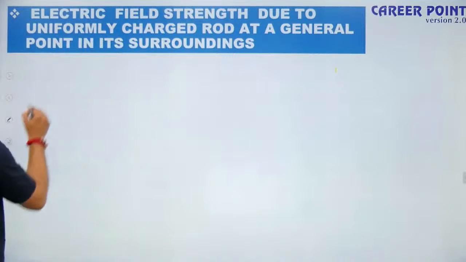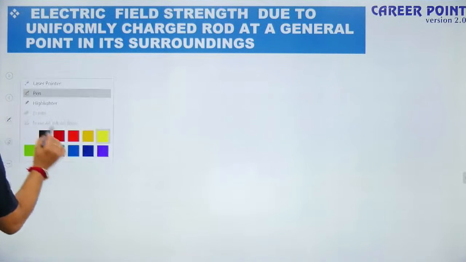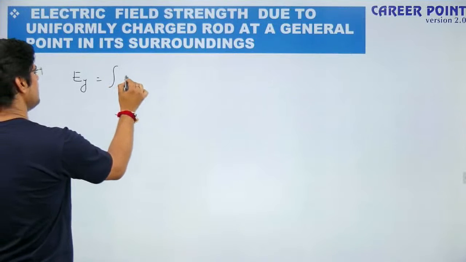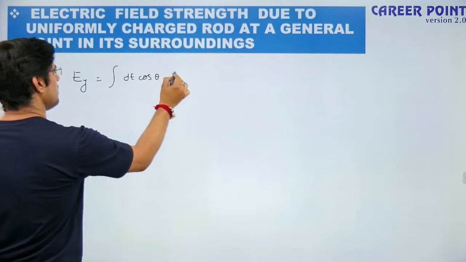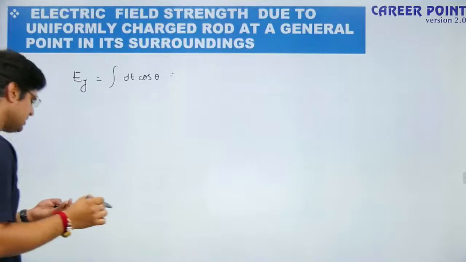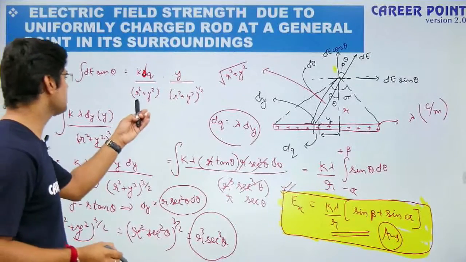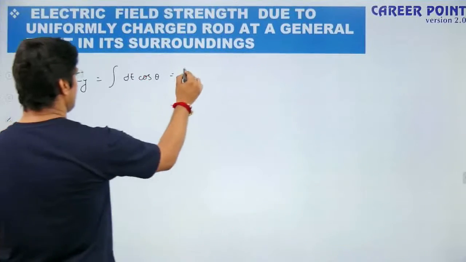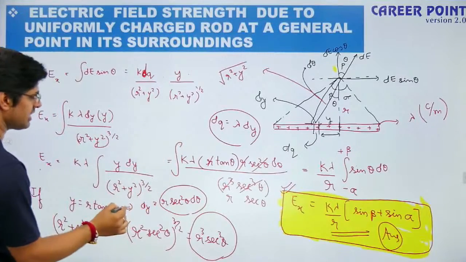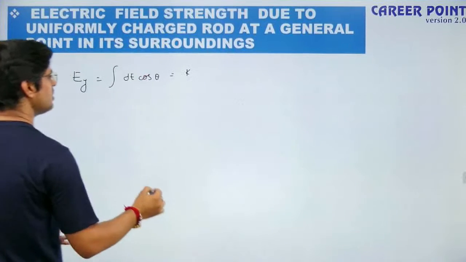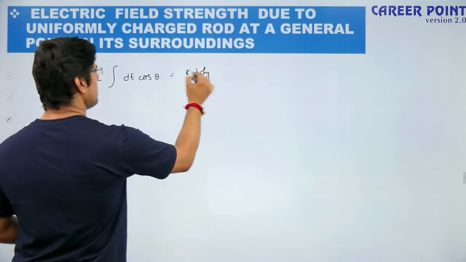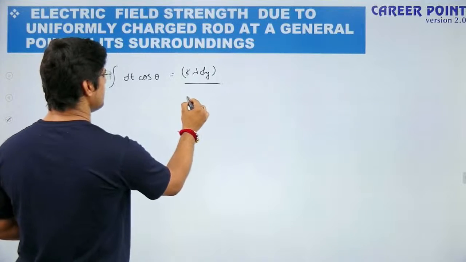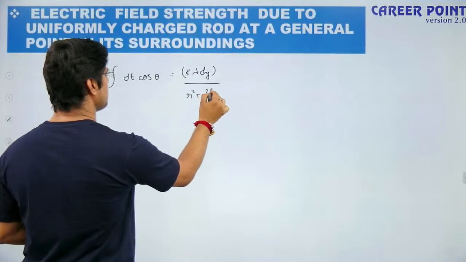So I have to find out electric field in y direction now. Ey is equal to integration of dE cos theta. Now the value of dE I already know. How much was that? K dq by r square plus y square. That was the value of dE. So we can write K dq. Instead of dq I will directly write the value, lambda dy. So K lambda dy divided by how much? Distance square. Distance is r square plus y square, whole square.